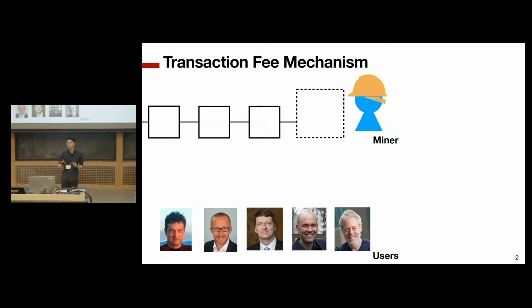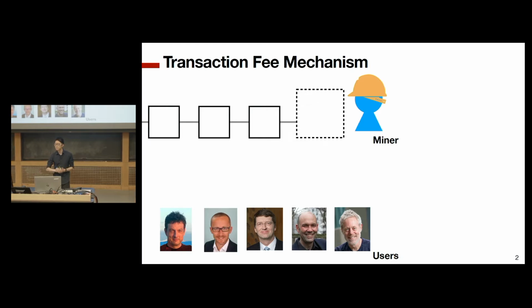So what is the transaction fee mechanism on blockchain? Blockchain is a distributed ledger, and there are a lot of transactions in each block. On blockchain, there are two kinds of players, users and miners. Users have transactions that they want put in the block. Miners' job is to maintain the blockchain by putting those transactions into the block. And the transaction fee is the miners' reward.